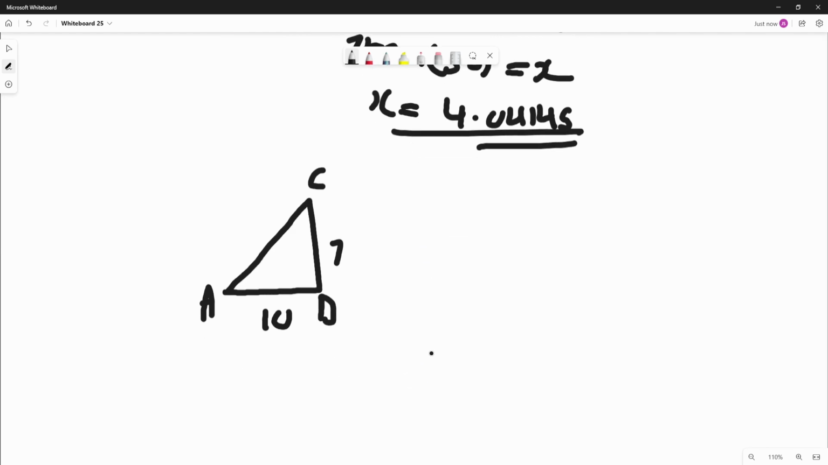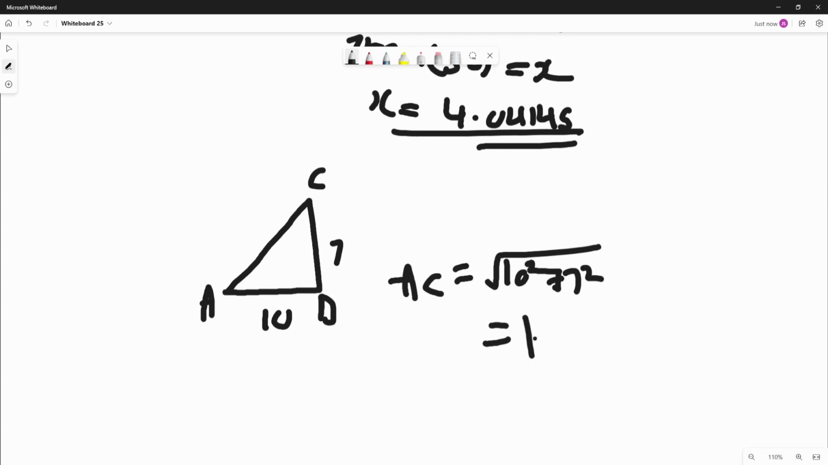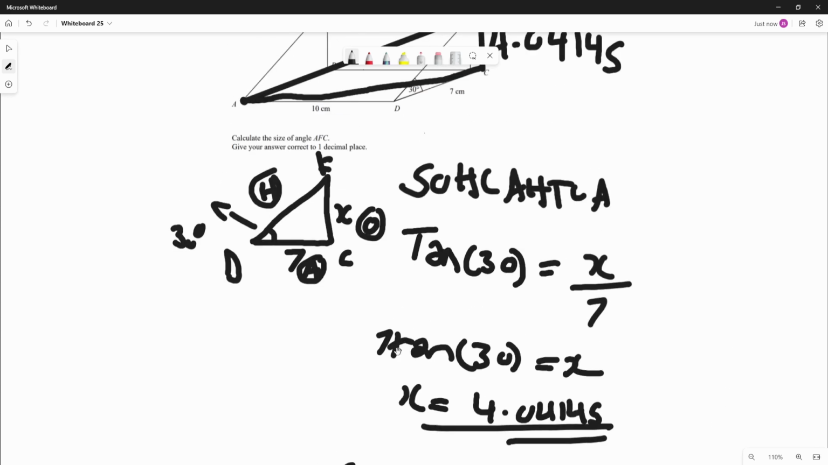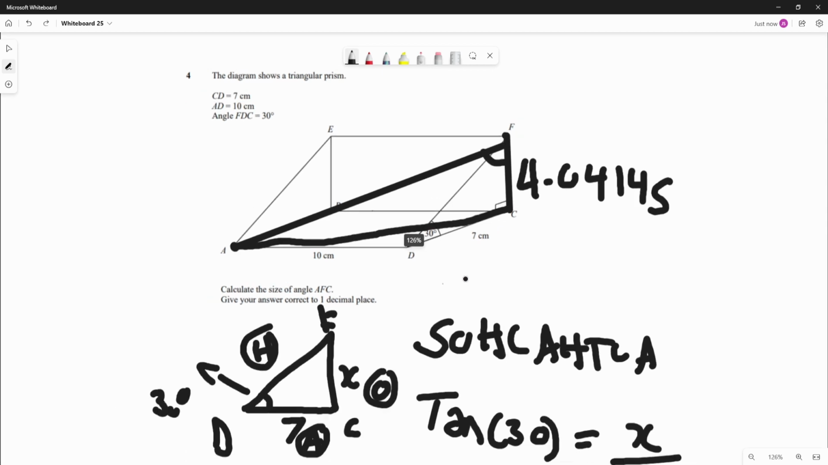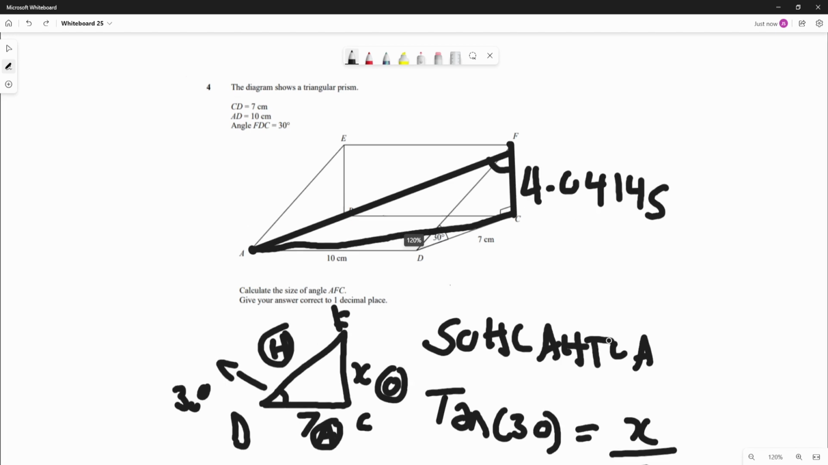Okay, so just do the Pythagorean theorem, which says AC is equal to the square root of 10 squared plus 7 squared. Let's use the calculator. That's 12.2065, and so on and so on. Now we have this 12.2065. I'm not going to write it all out, but you know, we have the hypotenuse figured out now.